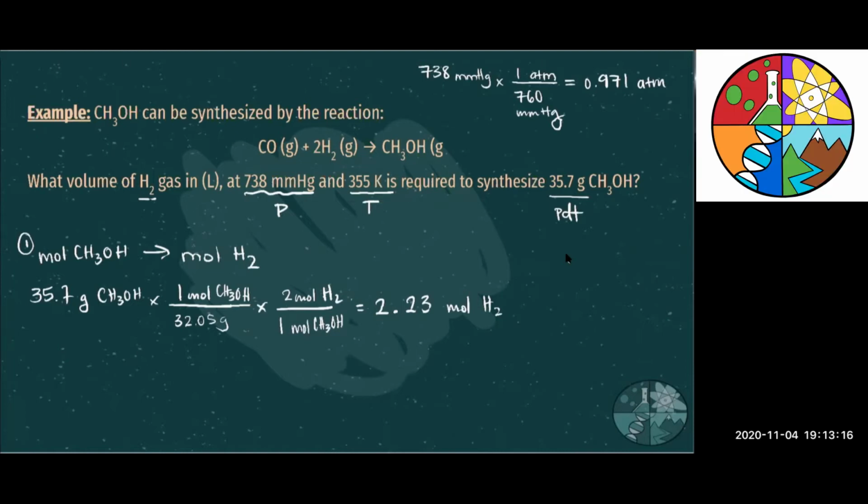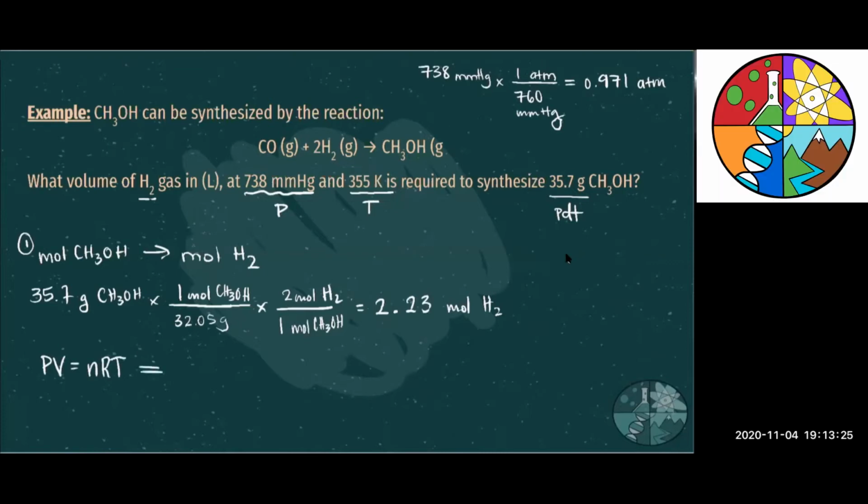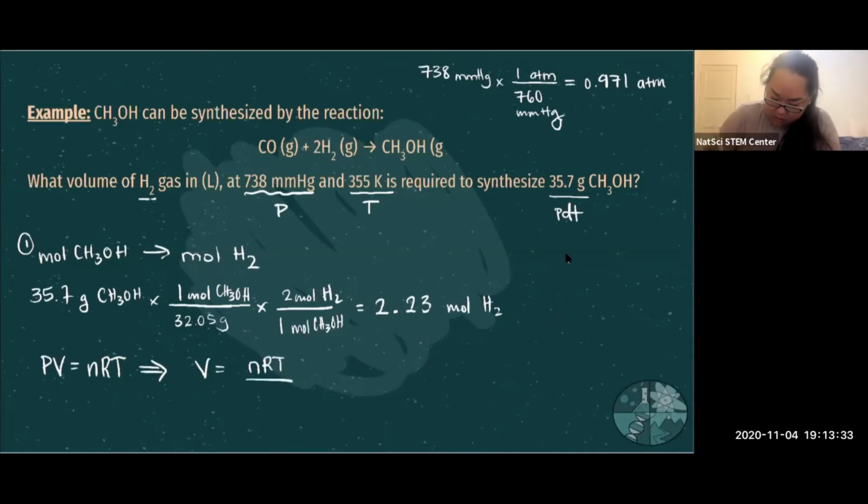Which gas law? PV equals nRT. So if we rearrange it, V equals nRT over P. Okay, so now we can just plug everything in.